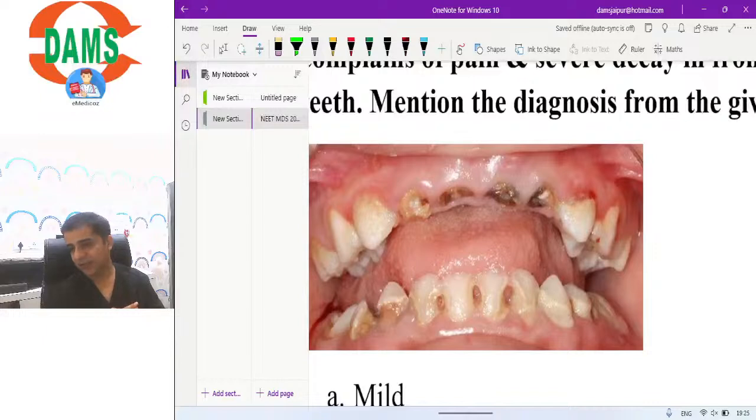So ultimately, in the first visit, just a normal routine checkup, X-rays, everything. If there is a pain, you can go for gross excavation and restoration, temporization therapy, right? So that is the treatment of ECC.